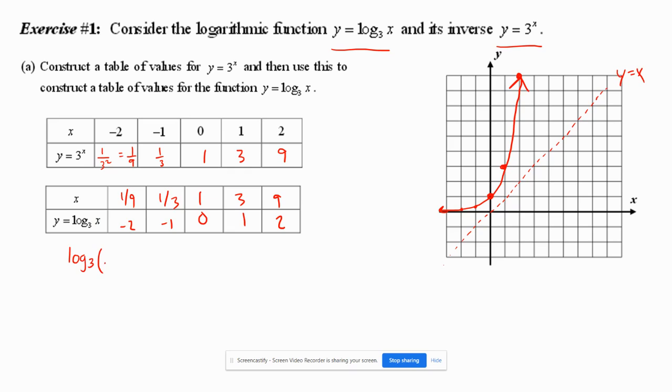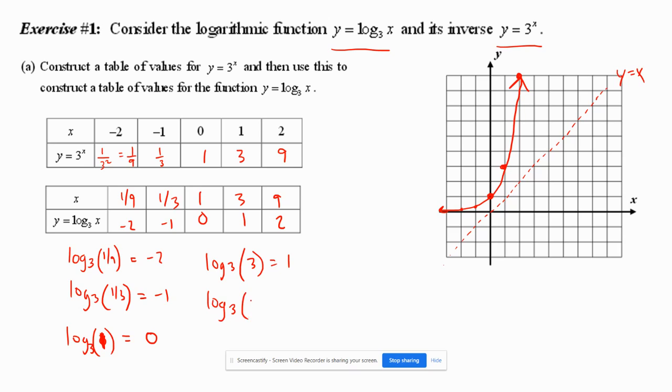Log base 3 of 1/9: we have to think, okay, 3 to the what power is 1/9, and that's negative 2. If I say log base 3 of 1/3, 3 to the what power is 1/3, that's negative 1. 3 to the what power is 1, that's 0, and so on. That's how we would make this table. 3 to the what power is 3, that's just 1. And 3 to the what power is 9, that's 2.